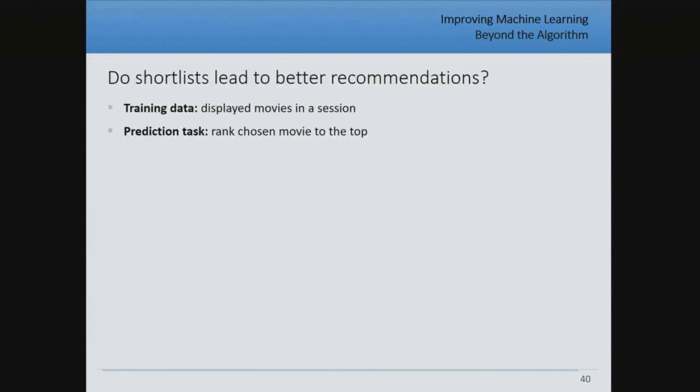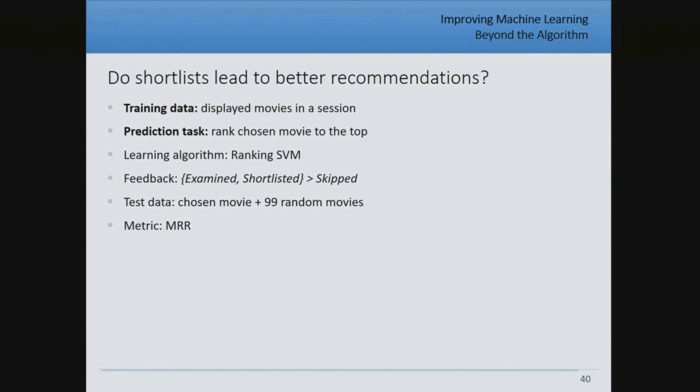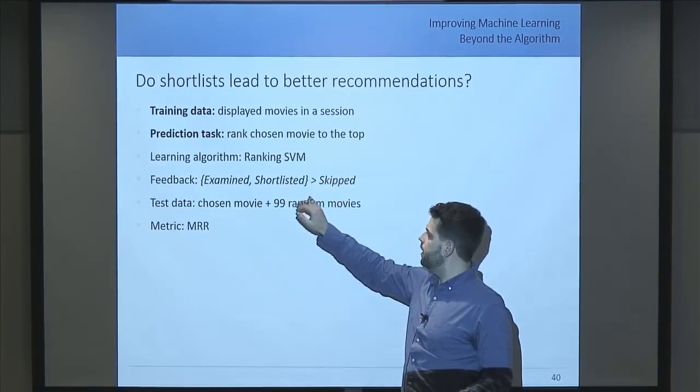That hopefully answers a bunch of the questions. And I'll also talk more about how users feel about the shortlist. So in the prediction task, we took the movie from each session that people finally chose and held it out. Our goal was to rank it to the top in a set of random movies. The training data were all displayed movies in the session. We used the ranking SVM, and as feedback, we said that items that were examined, clicked on, or, if available, shortlisted, should be ranked above skipped items.